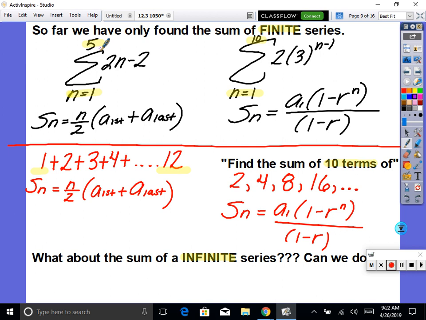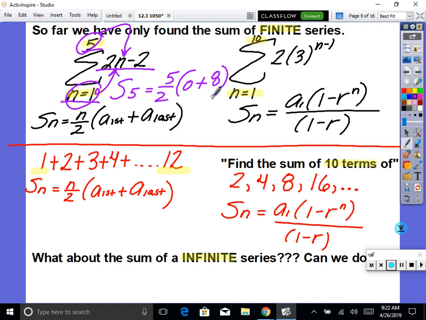So right here, if you saw this on the test, you'd say this is arithmetic because this is linear. And you'd say we're starting at the first and adding to the 5th term. Then you'd use this formula. You'd say the sum of 5 terms is equal to 5 divided by 2 times a sub 1. What was the first term? You'd plug in your lower limit. So then that would be 0, plus the last term would be plugging in the upper limit. So that's 10 minus 2, which is 8. So then there would be your sum.